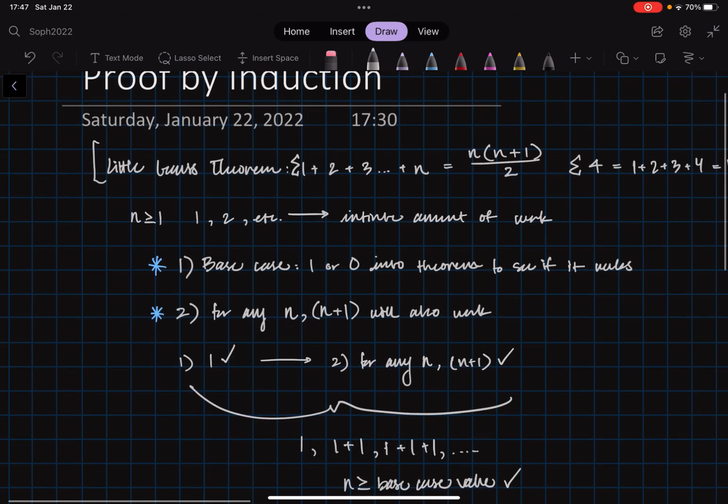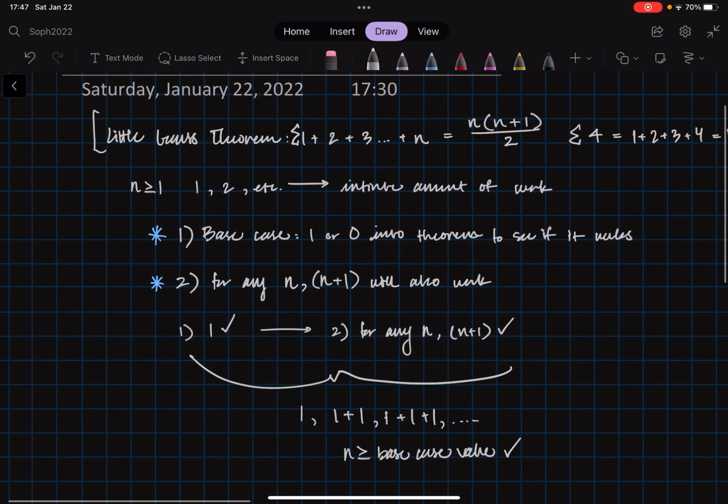So, let's review. Proof by induction has 2 steps. 1, the base case step, where you just plug in 1 or 0 into the theorem to see if it actually works. And if it works, you move on to step 2.